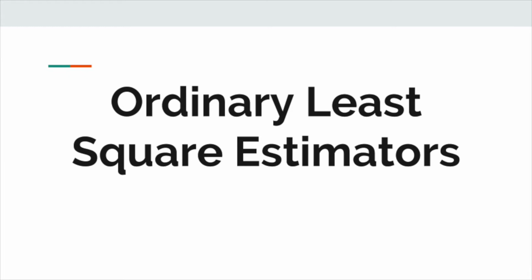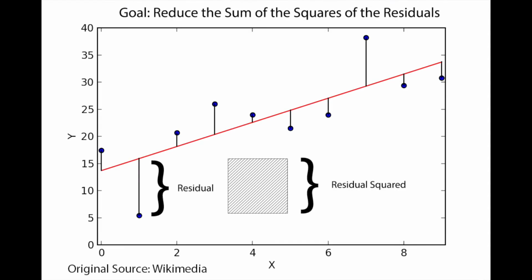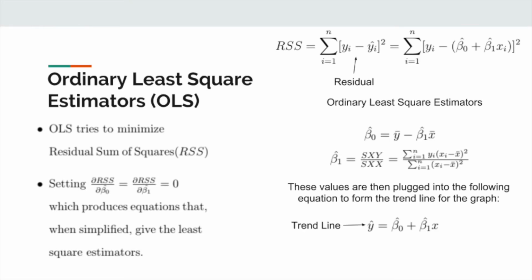The ordinary least squares method uses parameter estimates to minimize a quantity called the residual sum of squares. Residual sum of squares, the sum of the squares of the residuals, measures the difference between the data and the model's estimation. The least squares estimators are found by setting the partial derivatives of the residual sum of squares with respect to beta 0 hat and beta 1 hat to 0, which produces equations that, when simplified, give the least squares estimators.